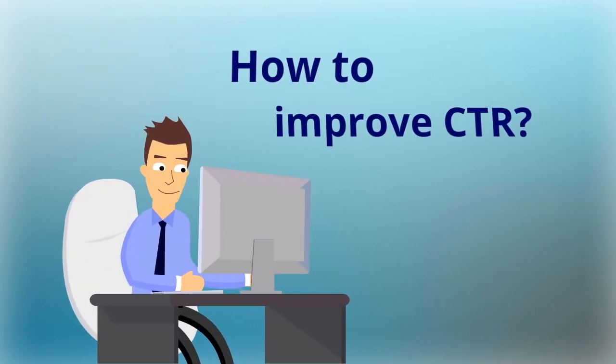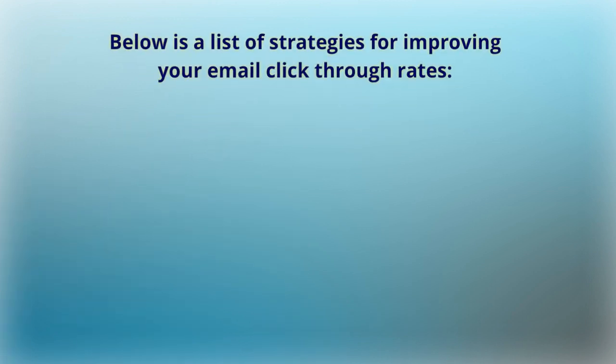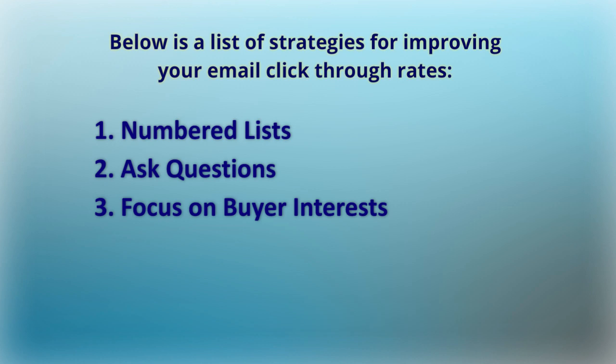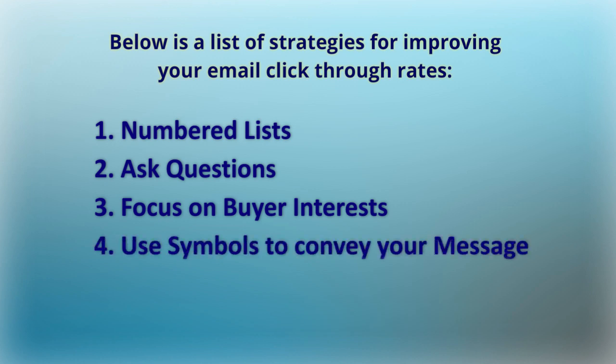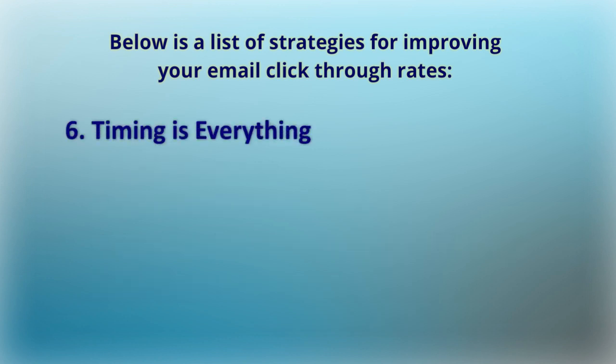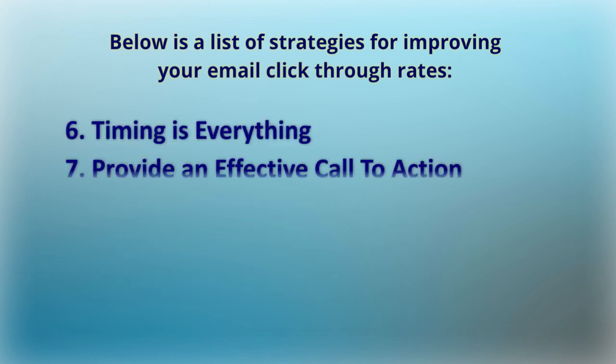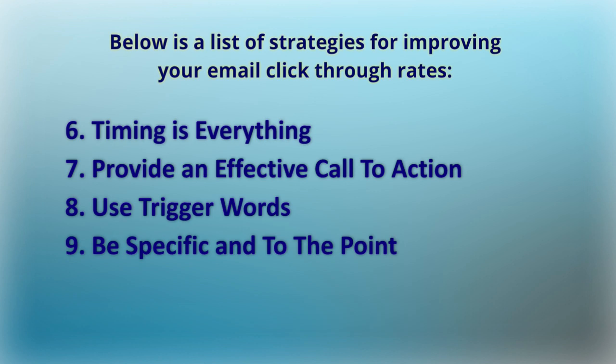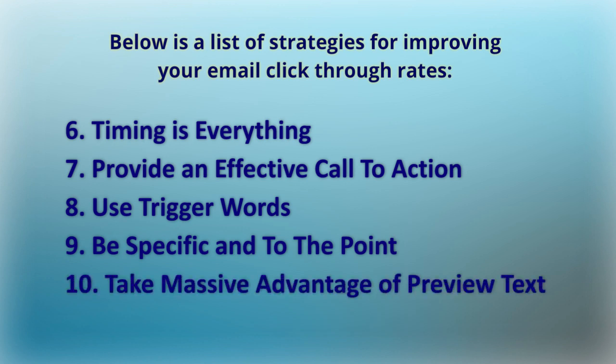How to improve CTR. Below is a list of strategies for improving your email click-through rates. 1. Numbered lists. 2. Ask questions. 3. Focus on buyer interests. 4. Use symbols to convey your message. 5. Be clever and smart. 6. Timing is everything. 7. Provide an effective call to action. 8. Use trigger words. 9. Be specific and to the point. And 10. Take massive advantage of preview text.